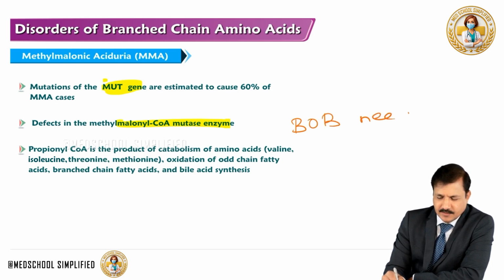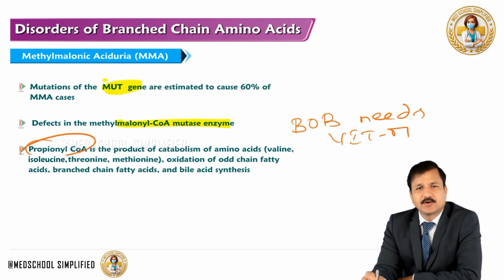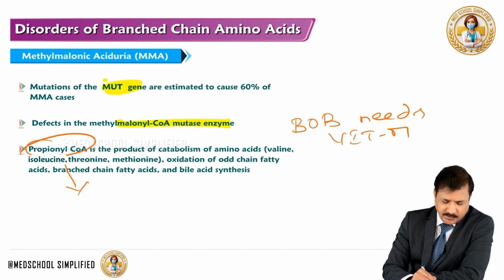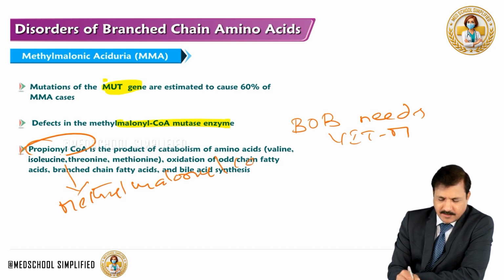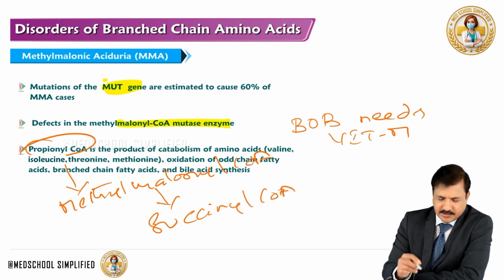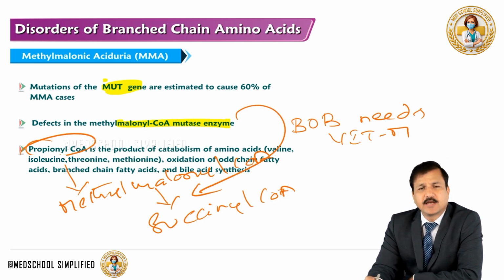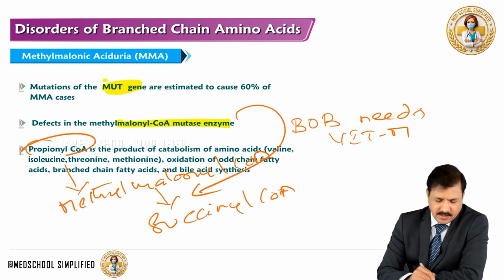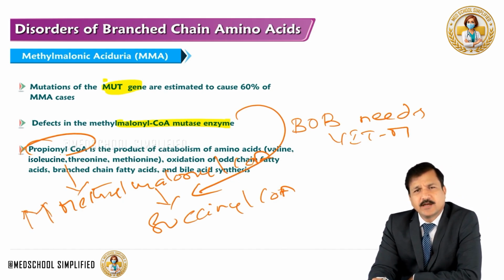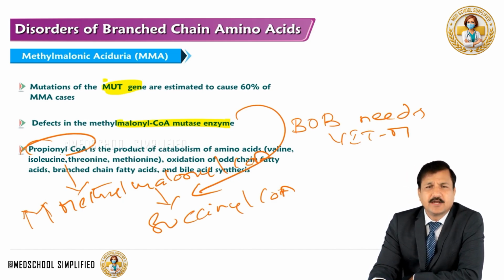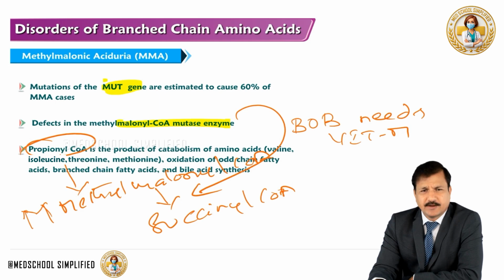Bob needs vitamin M is the mnemonic to know the sources of propionyl-CoA. Propionyl-CoA is converted into methylmalonyl-CoA, and methylmalonyl-CoA is converted to succinyl-CoA. And this conversion of methylmalonyl-CoA into succinyl-CoA is done by methylmalonyl-CoA mutase, and that is deficient. Now, that leads to elevation of methylmalonyl-CoA, which eventually leads to elevation of methylmalonic acid, and that can appear in the urine, leading to methylmalonic aciduria.